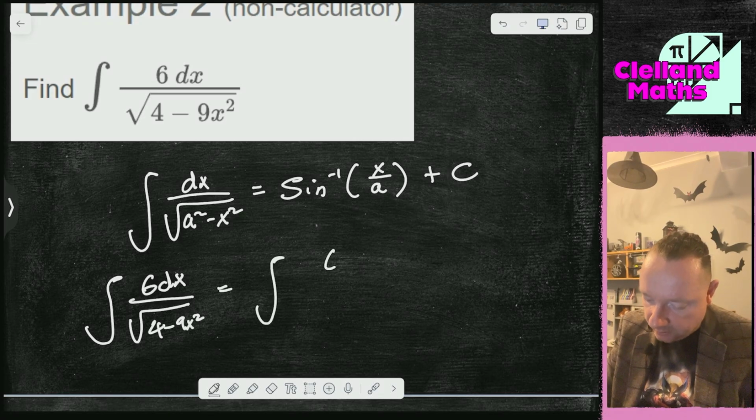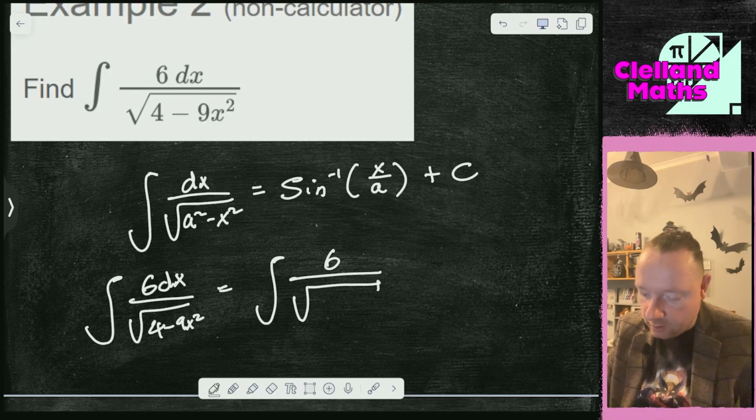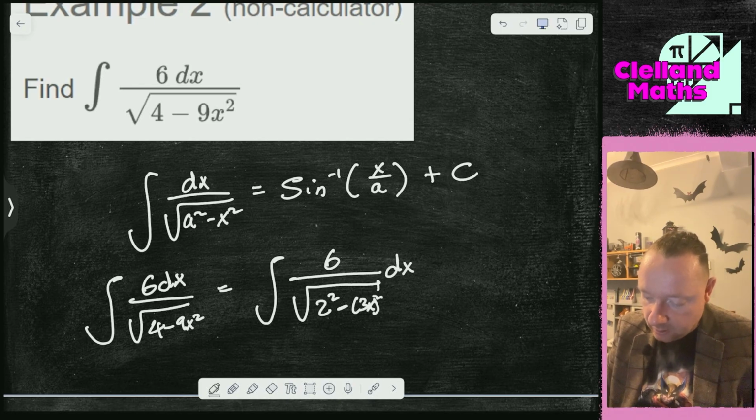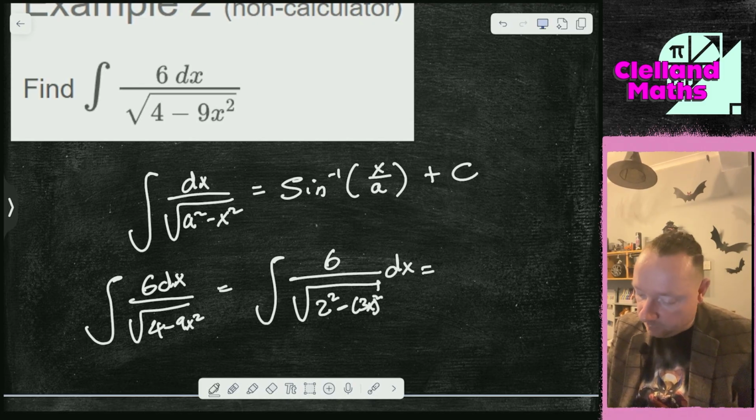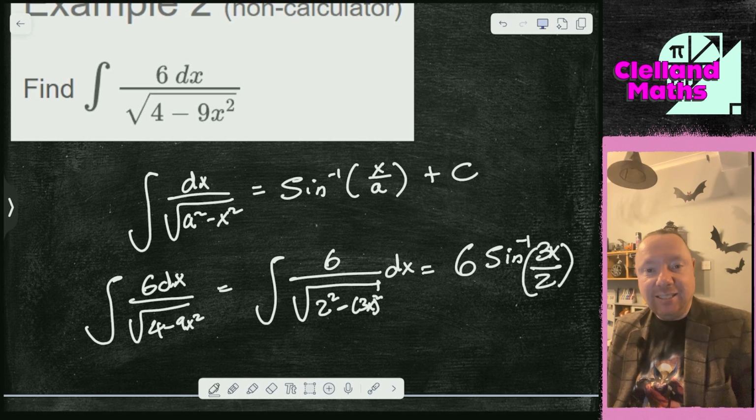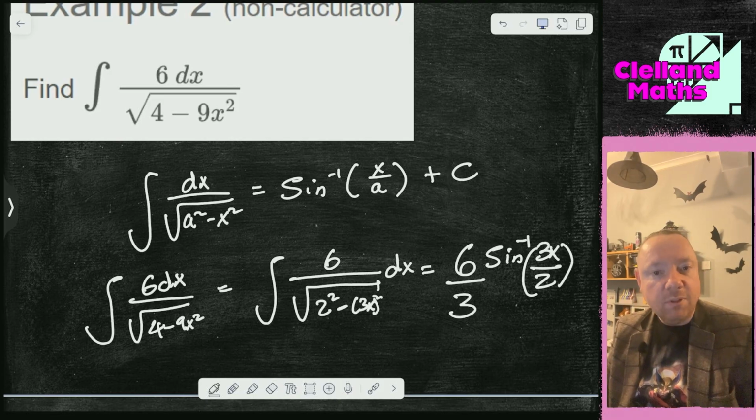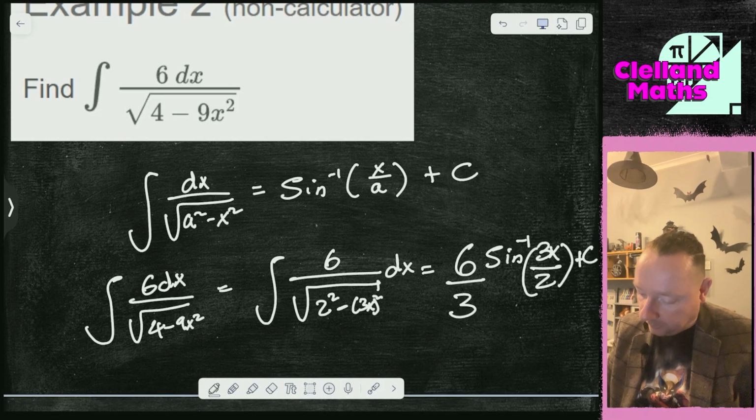So that's going to be the integral of 6 over the square root of 2 squared essentially minus 3x all squared dx. So that means that when I integrate it, I'm going to have my 6. I'm going to have my inverse sine. I've got 3x squared, so that's 3x over 2. But since it's now 3x instead of x, I need to divide by 3 as well, a bit like the chain rule, I suppose, plus c. So that gives me 2 inverse sine 3x over 2 plus c.